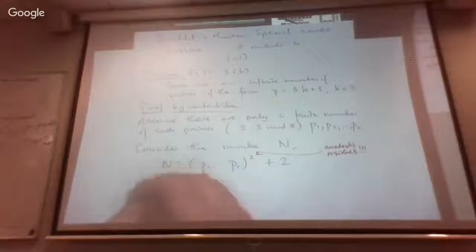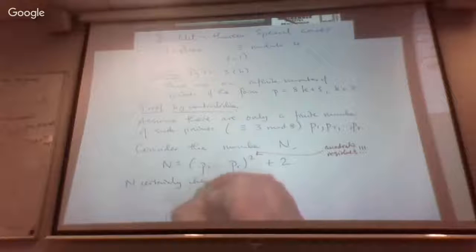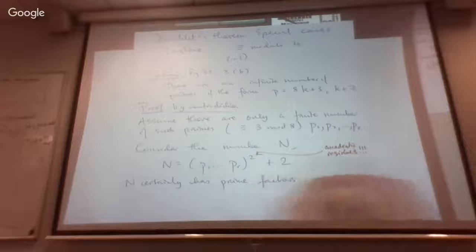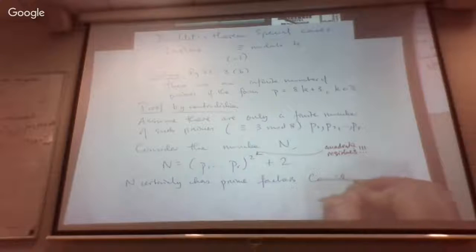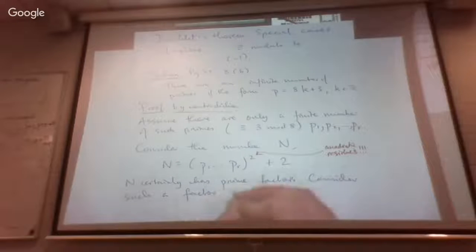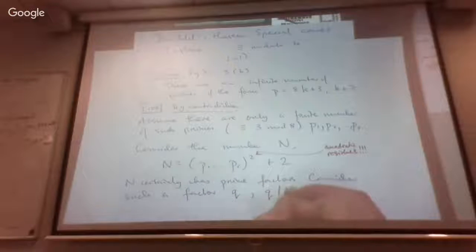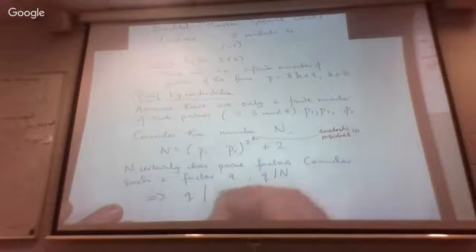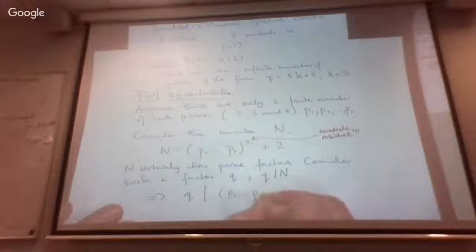So n certainly has prime factors, because every integer does. You know that. Consider such a prime factor q. Q divides n. So in other words, q divides this number, which is the product of all the p's squared plus 2.